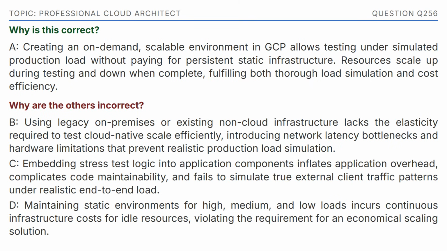Why are the others incorrect? B. Using legacy on-premises or existing non-cloud infrastructure lacks the elasticity required to test cloud-native scale efficiently, introducing network latency bottlenecks and hardware limitations that prevent realistic production load simulation. C. Embedding stress test logic into application components inflates application overhead, complicates code maintainability, and fails to simulate true external client traffic patterns under realistic end-to-end load. D. Maintaining static environments for high, medium, and low loads incurs continuous infrastructure costs for idle resources, violating the requirement for an economical scaling solution.